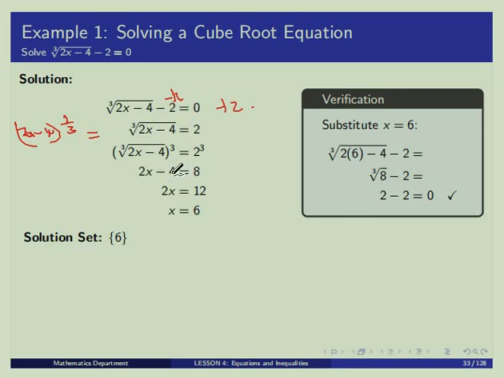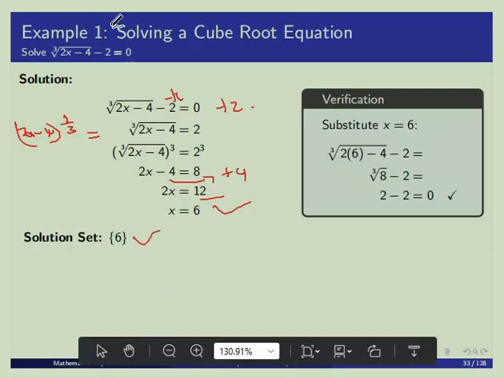So multiply both sides, you get this, and then 2 to the 3, you get that. And then you bring this to the other side, so it will be plus 4. So you get 12, and then divide by 2, you get 6. And then you verify your solution. If you substitute 6 there, this will be 12 minus 4, which is 8. Cube root of 8 we know is 2. Then 2 minus 2 is 0. So your solution set will contain this value 6.